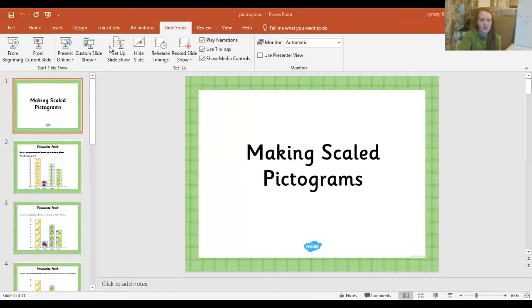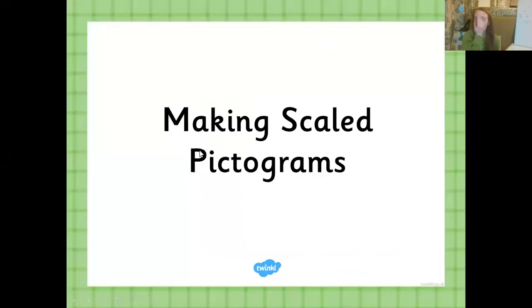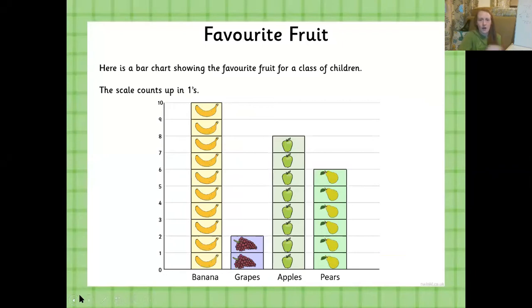So if I share with you, if I can find my PowerPoint, here it is. It's making scaled pictograms. So let's go through this together. So remember, a pictogram is a drawing that represents a group of data to organize your information. Okay, so here is a bar chart showing the favorite fruit for a class of children. The scale counts up in 1s. So each picture, that means, represents 1.